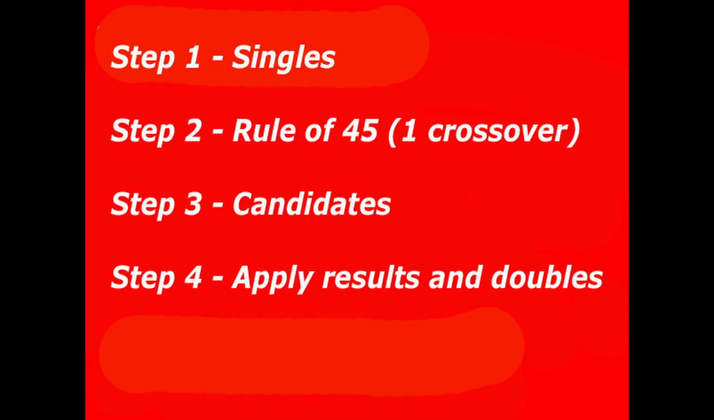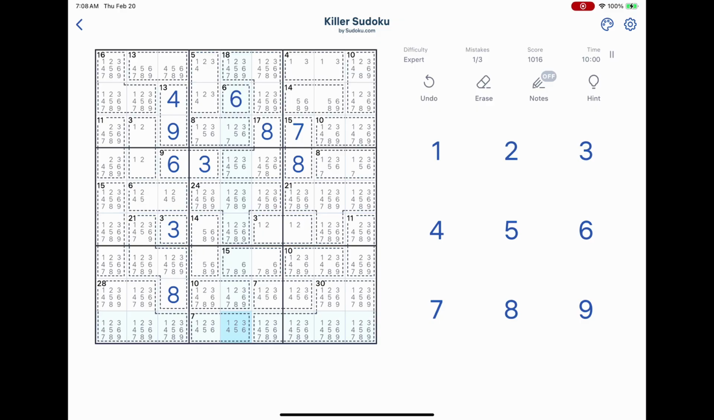Step 4. Apply results and doubles. As each result is determined from now on, the Killer Sudoku app will automatically eliminate those candidates from that result's block, row, and column. But we filled in all the candidates after we determined 10 results. We need to apply those 10 results.